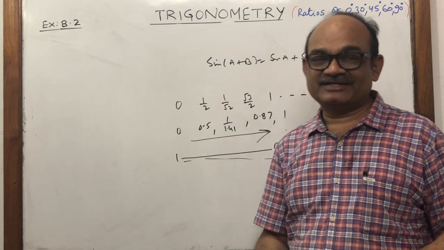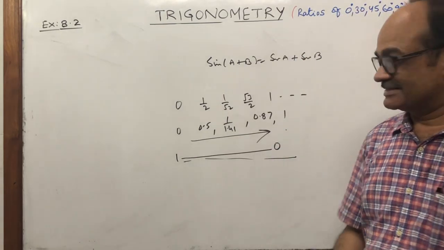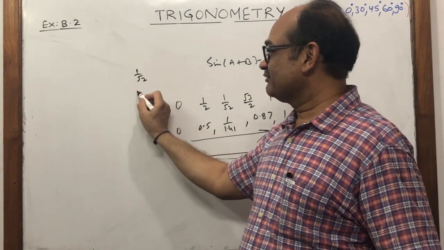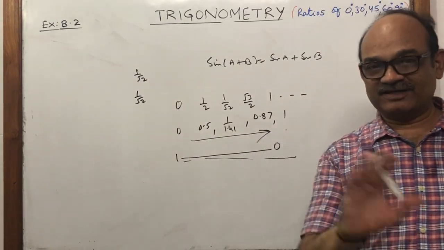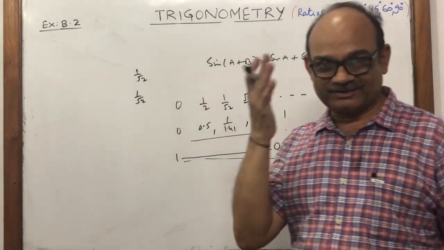Sin theta equals cos theta for all values of theta. No. It is true only for 45 degrees. See the table. 1 by root 2 at 45, 1 by root 2 at 45 for sin and cos, not for any other value. Okay.